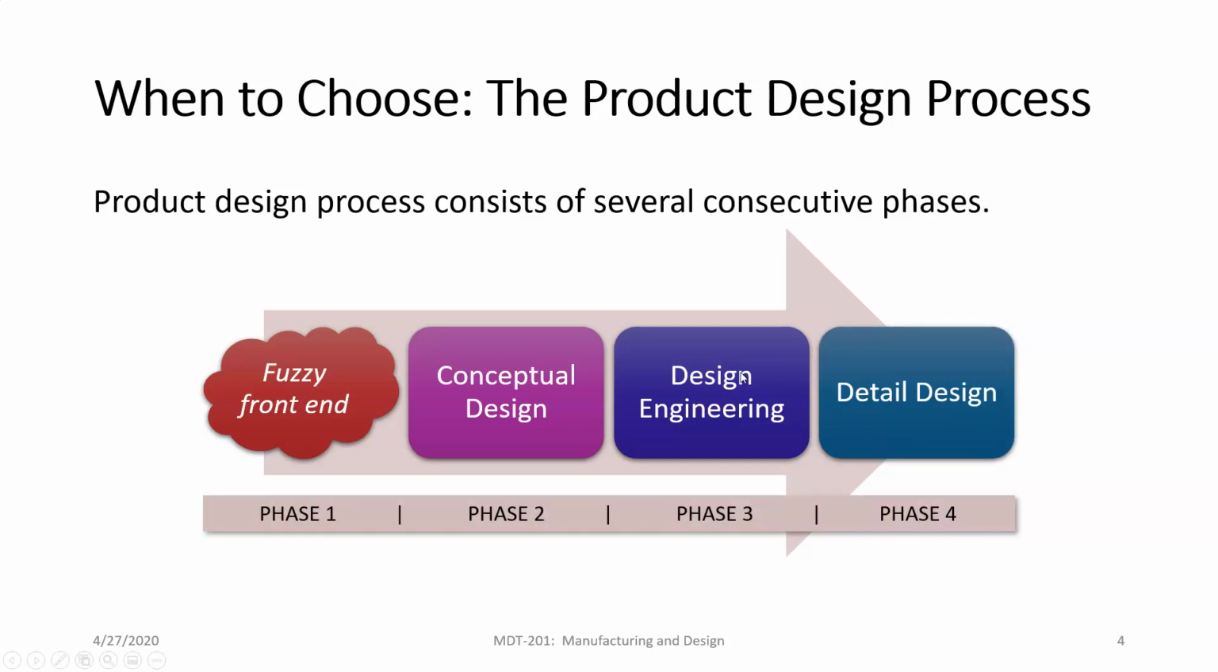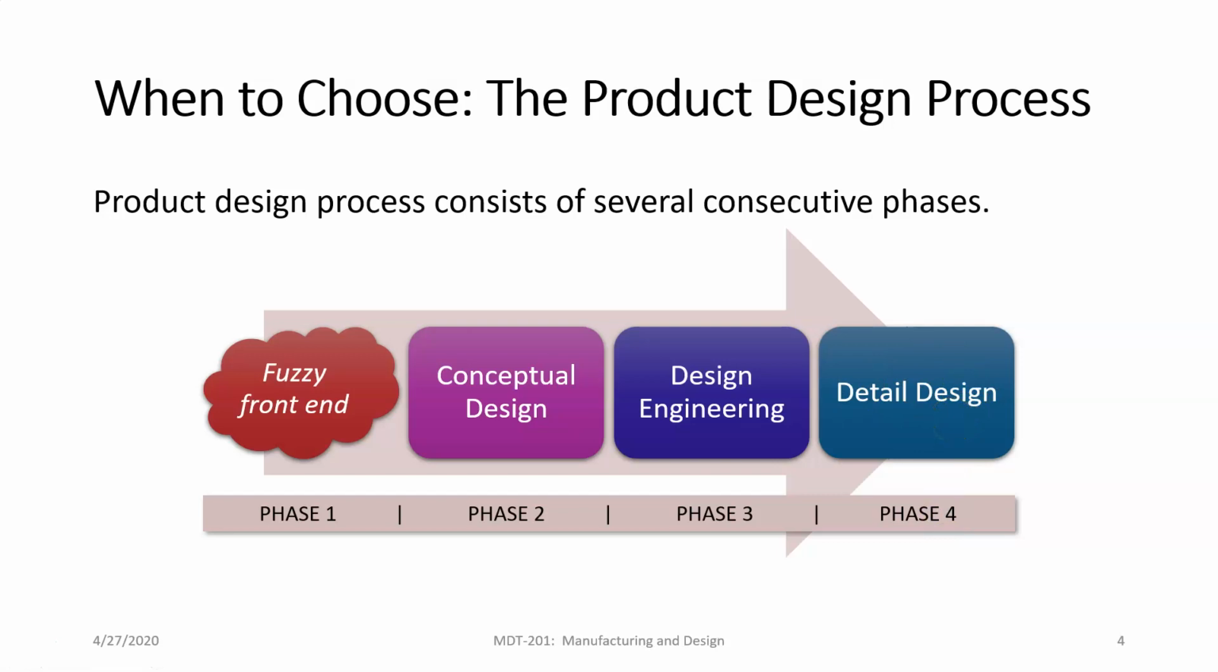And then finally, the last is the detailed design. This is where we're going with this design. We need to figure out how we're going to manufacture it and everything that goes into that. Okay, so we can break this up into 4 phases. Phase 1, fuzzy front end. Phase 2 is the conceptual design phase. Phase 3 is the design engineering phase, and phase 4 is the detailed design phase.